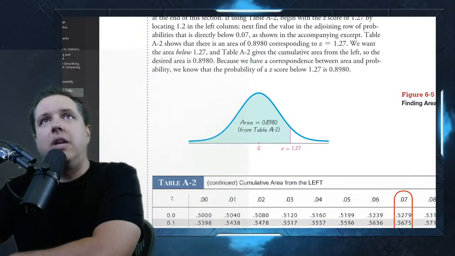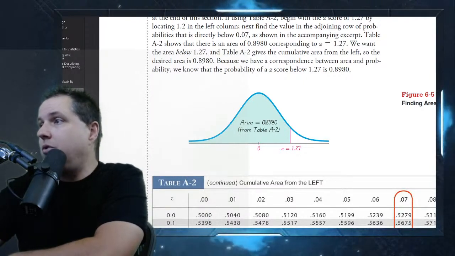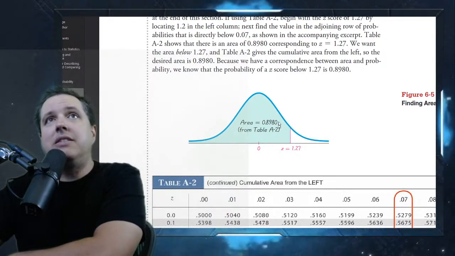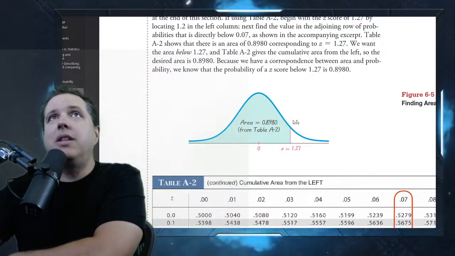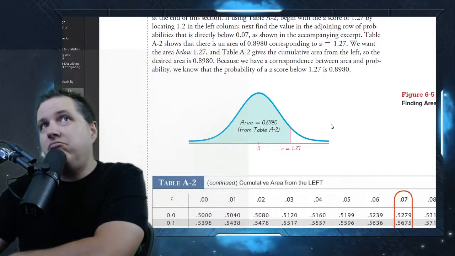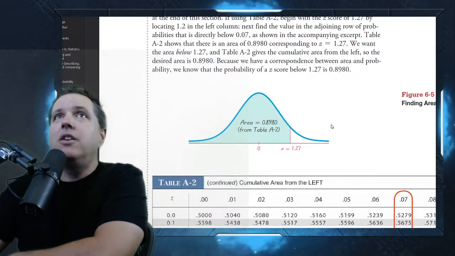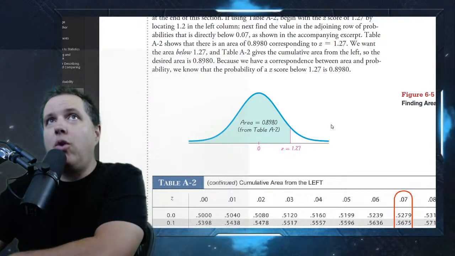Oh, right. So, yeah, I didn't do the interpretation. So the area here, as you will find by computer, is 0.8980, right? That's that probability. So if you randomly select someone, there's a 0.8980 probability that their z-score will be below 1.27. Why is that important? Maybe this is the cutoff.